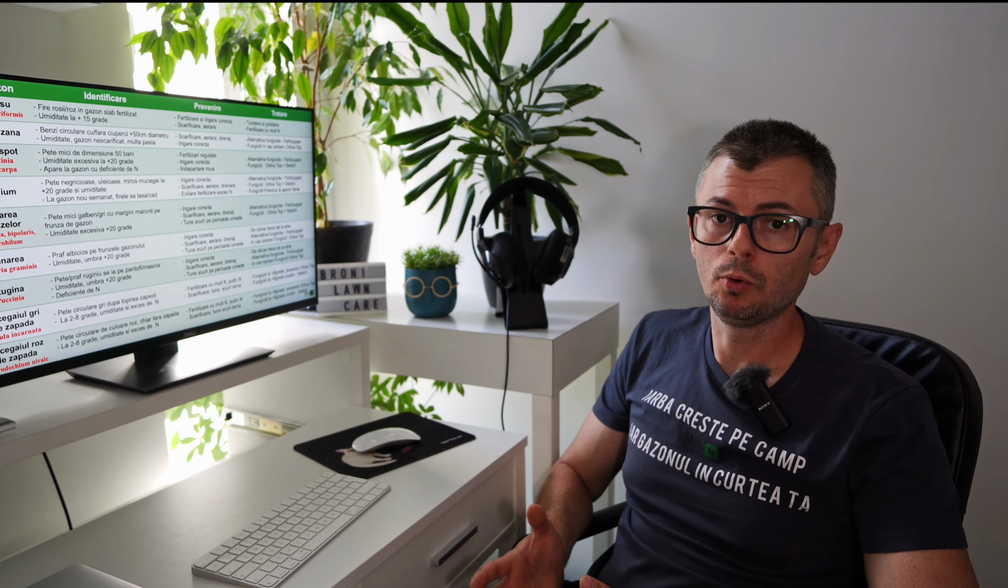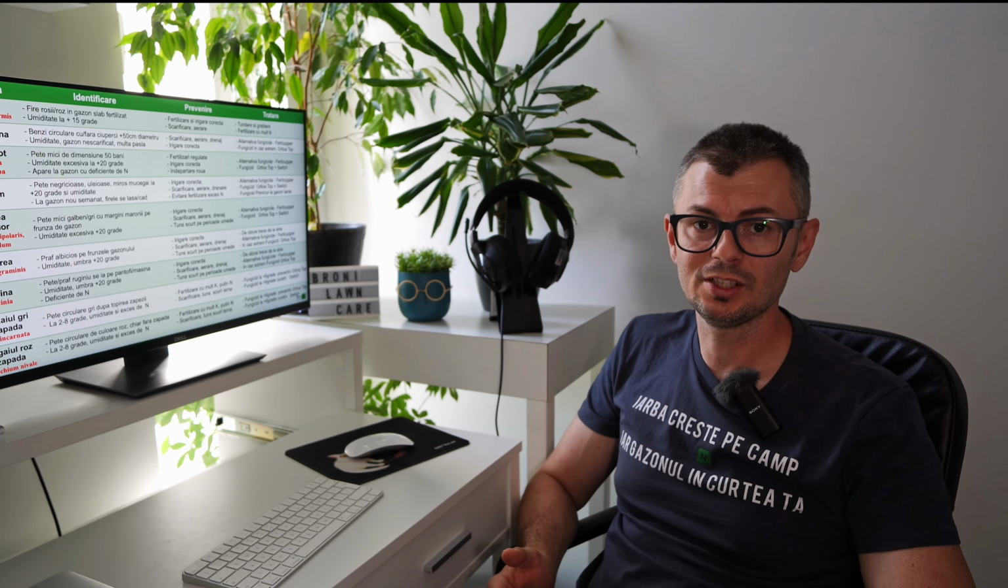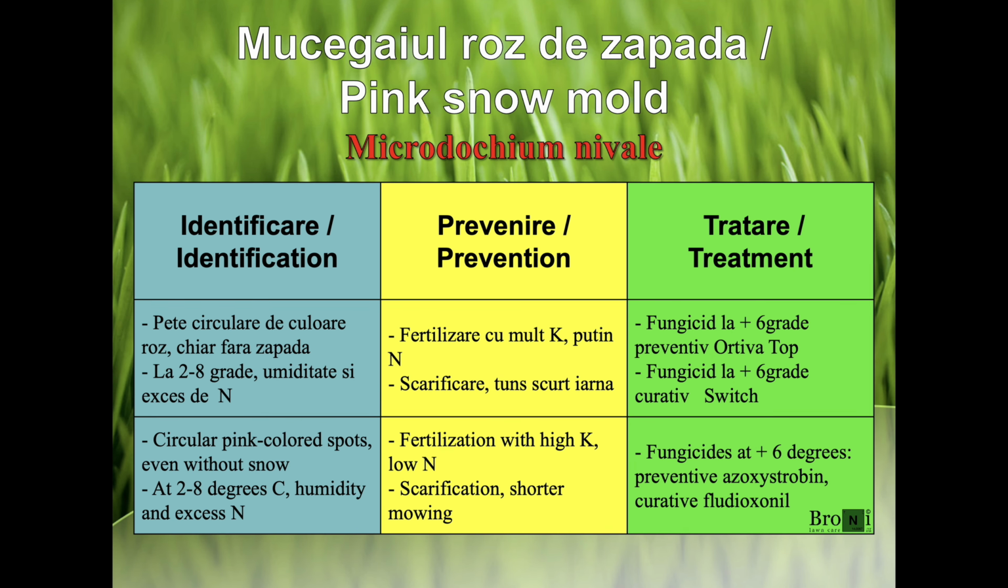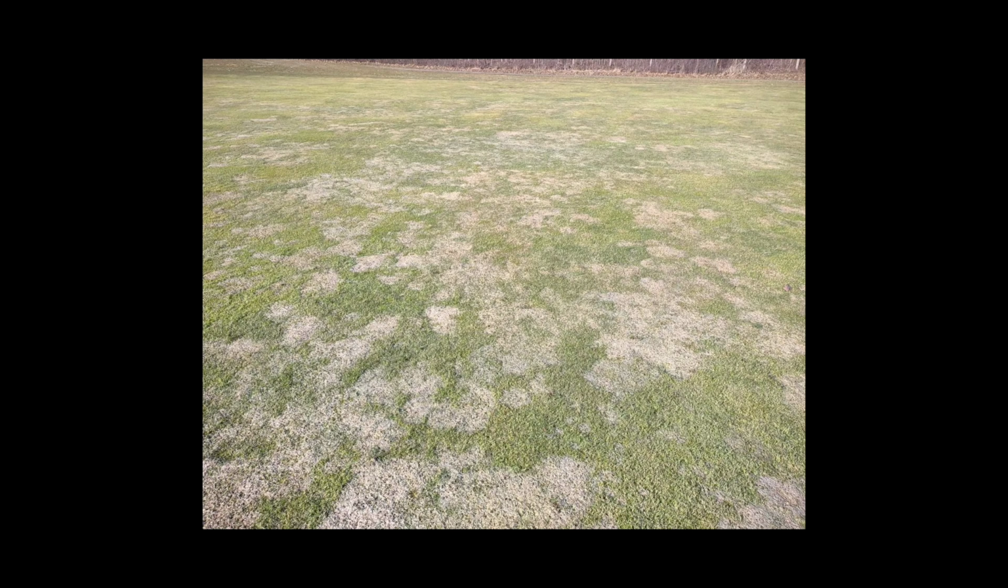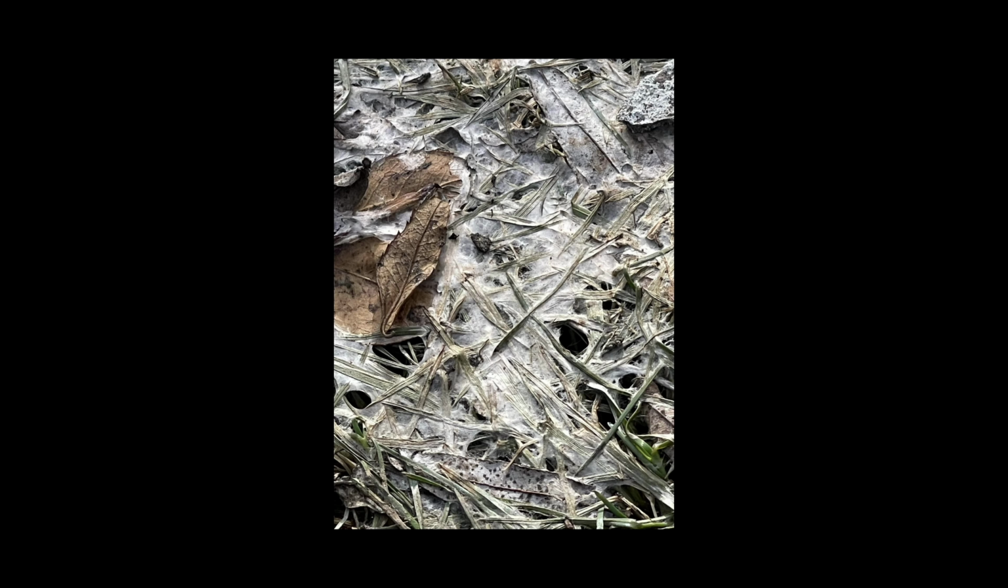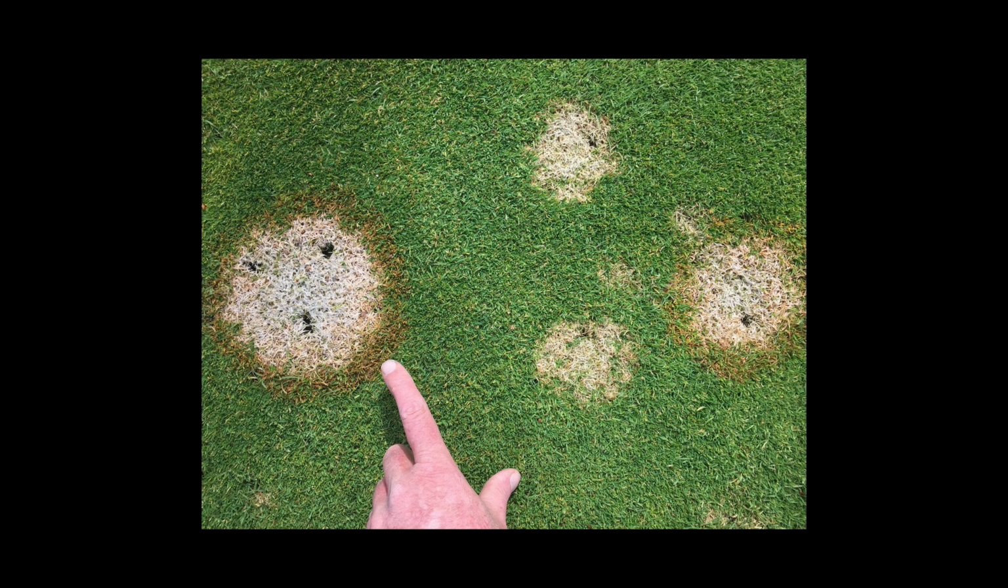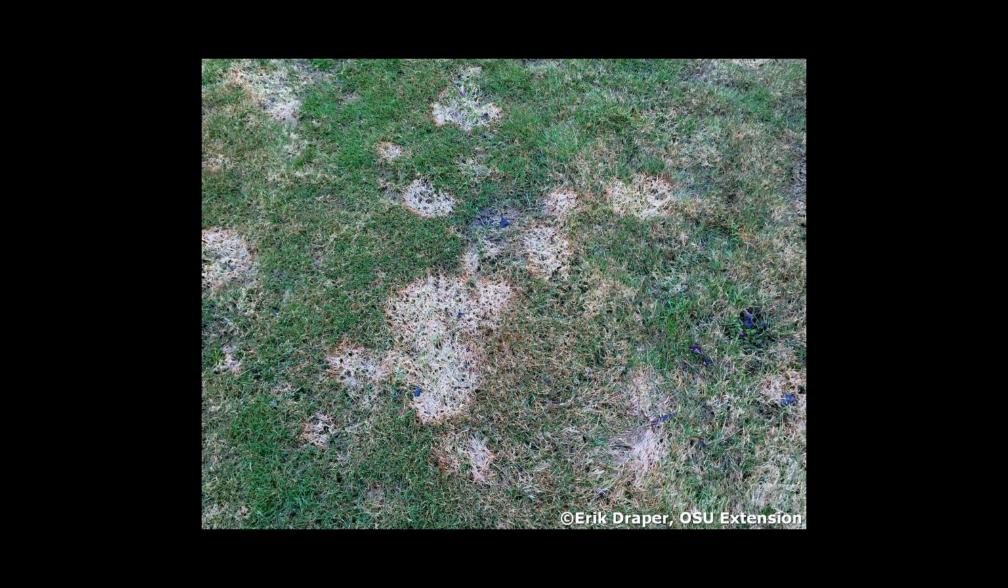Now let's get to 2 diseases that occur during the cold season, namely gray snow mold and pink snow mold. As their names suggest, they appear with or without snow. One is more harmful, the other is less harmful. Specifically, gray snow mold causes circular gray spots after the snow melts. In contrast, pink snow mold has pink colored spots and can appear even without snow.